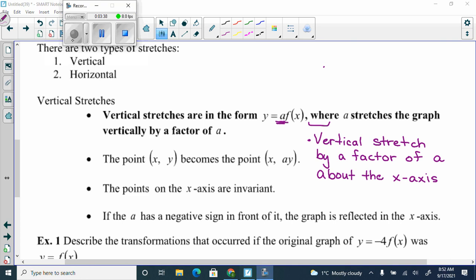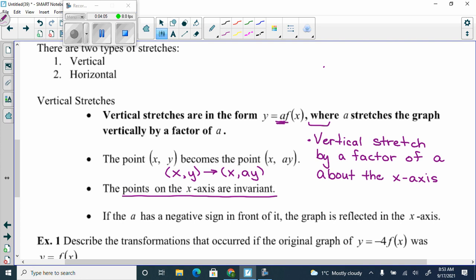All right. The point x, y becomes x, ay, which this is called what? Mapping. So in order to show actual real mapping, we're going to say x, y becomes x, ay. Now here it says the points on the x-axis are invariant. Why is that? Right, they don't change. And why don't they change? Because your y is 0.